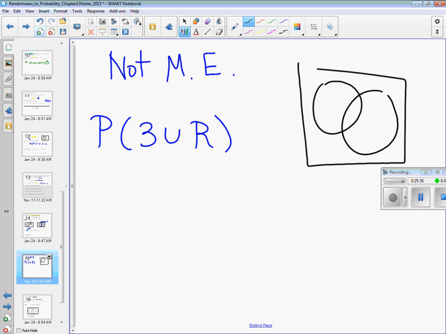So I'm going to draw the Venn diagram this way because they are not mutually exclusive, which means they do have some outcomes in common. What are the outcomes in common? Think about the card deck: the 3 of hearts and the 3 of diamonds. So I'm going to try to write those here. Do you remember how I did this yesterday? 3 of hearts, and then 3 of diamonds.